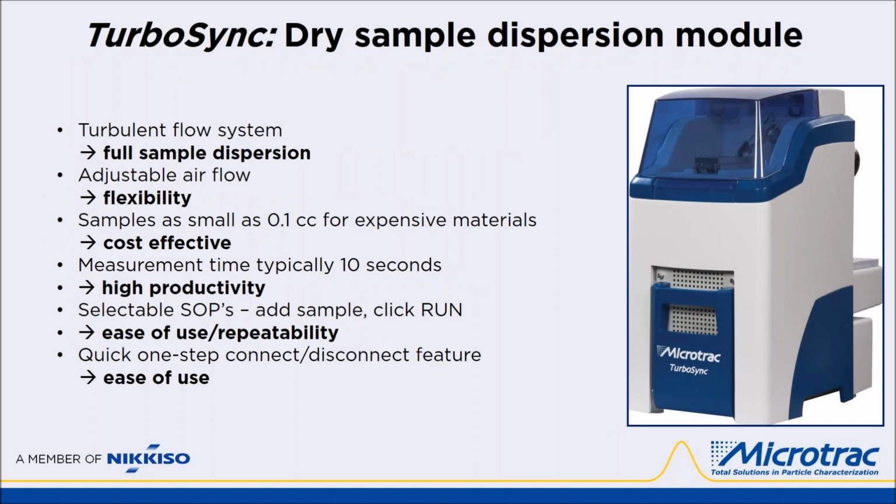Here's the TurboSync dry module. It features a turbulent flow system for full sample dispersion. Adjustable airflow provides flexibility for free-flowing to tightly agglomerated samples. It handles samples as small as 0.1 cc for expensive materials for cost effectiveness. Measurement time is typically 10 seconds for high productivity. Selectable SOPs again, ease of use, repeatability, and the quick one-step connect-disconnect feature for ease of use.